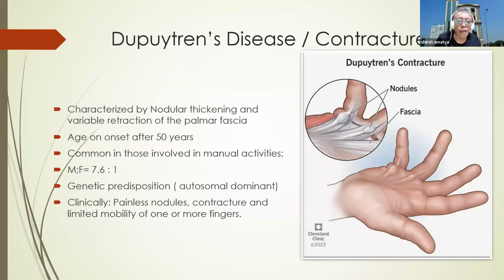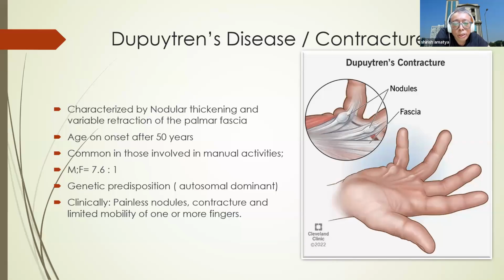Normally the patient profile is above 50, and this Dupuytren disease or contracture is very common in manual workers, those who do manual activities. In these patients, Dupuytren contracture is very common, and in males it is very common. The ratio between male and female is 7.6:1, and it has a strong genetic predisposition also. So it can be transmitted as autosomal dominant.